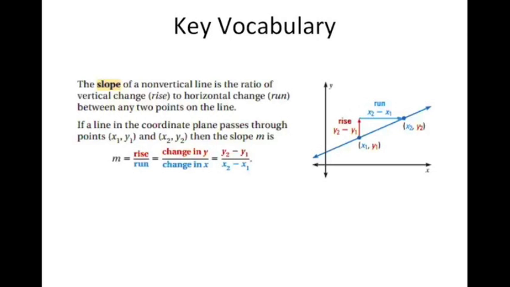Alright, just by way of review, got some key vocabulary. You guys remember that the slope of a non-vertical line, meaning a line that does not go straight up and down, is the ratio of the vertical change, which we called the rise, to the horizontal change, which is the run. So you remember it as rise over run, or the change in y over the change in x, between any 2 points on the line. So you can pick any 2 points on the line, find the difference in the y's and the difference in the x, and that will be your slope. Okay?